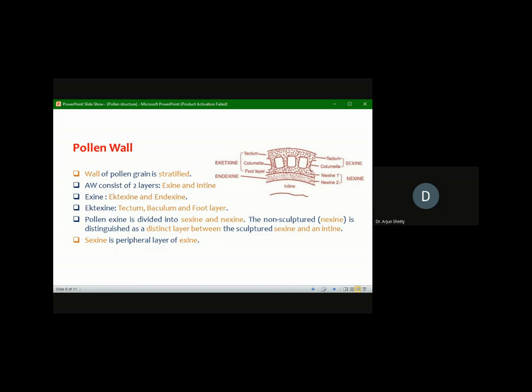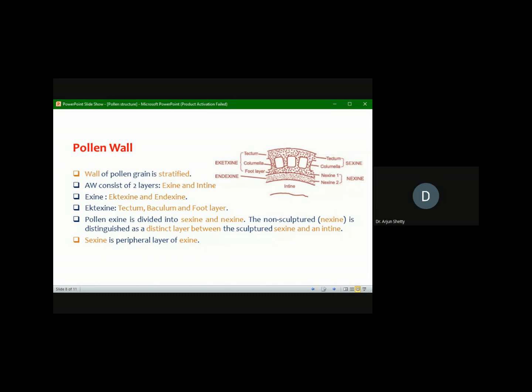Here, points 1, 2, 3, 4 and 5 depict the exine, which is divided into two sublayers: one is the sexine and the other is the nexine. The non-sculptured one is the nexine, which is quite distinguishable and is found between the intine and the exine. The outermost one is the exine, next the nexine, next the intine.